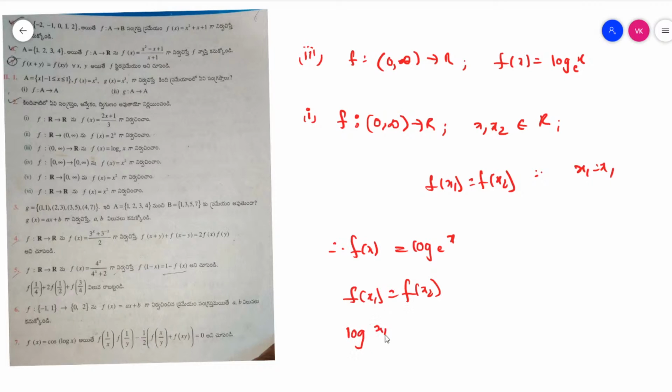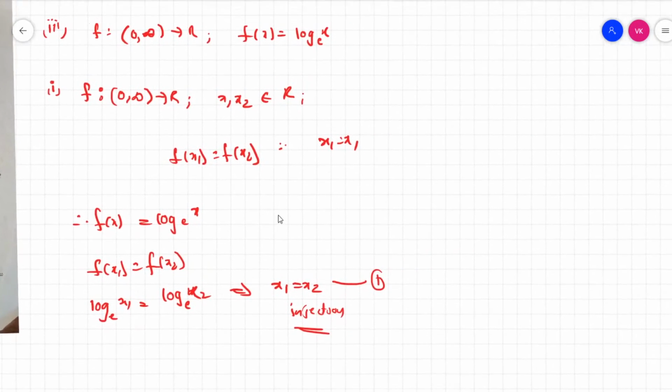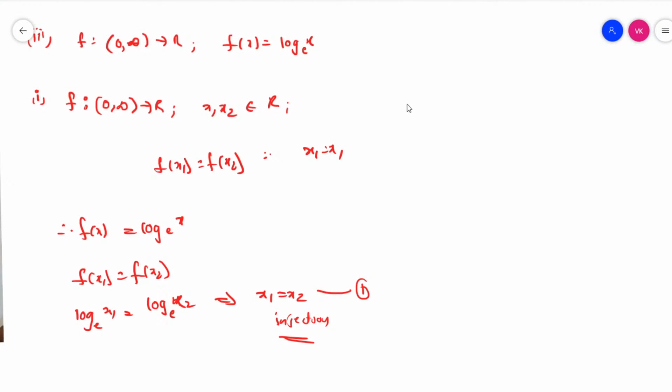Then log x1 base e is equal to log x2 base e. Applying the inverse of log on both sides, we get x1 is equal to x2. So we can prove that the given function is an injection. It is a simple injection. Now we have to prove whether it is a surjection or not.